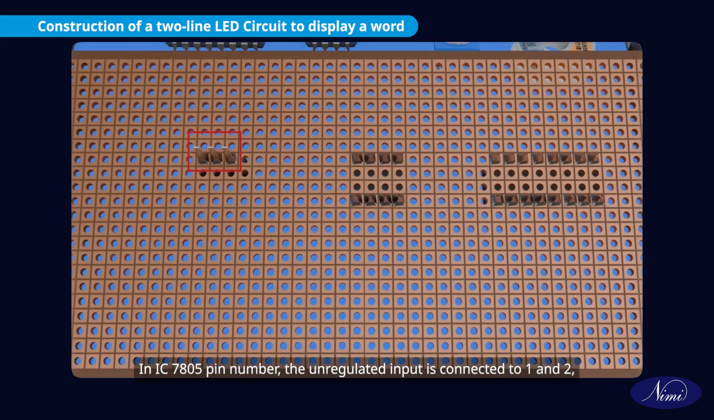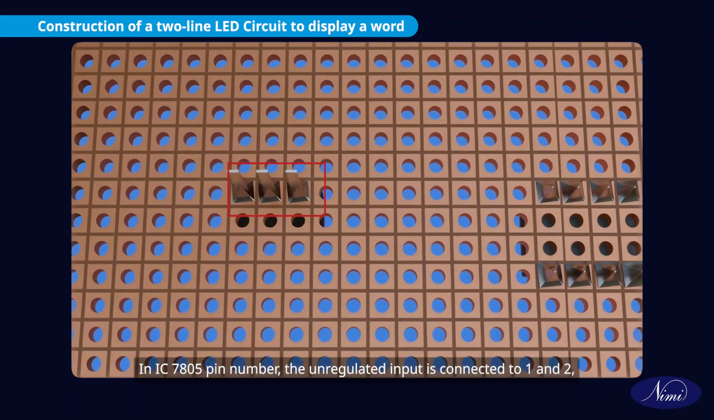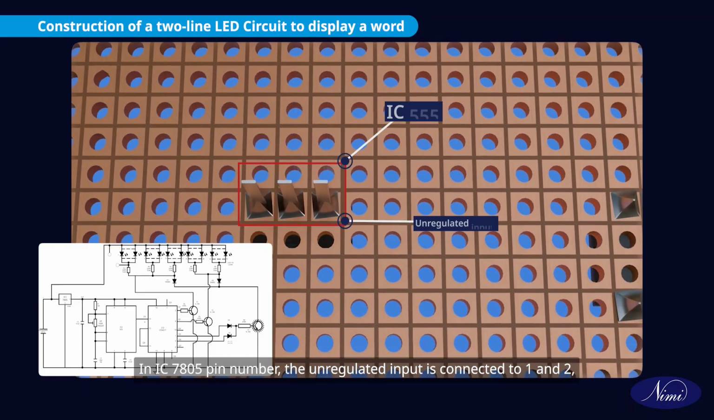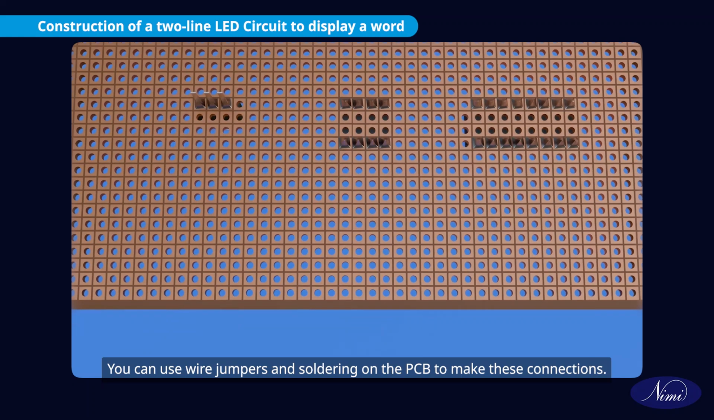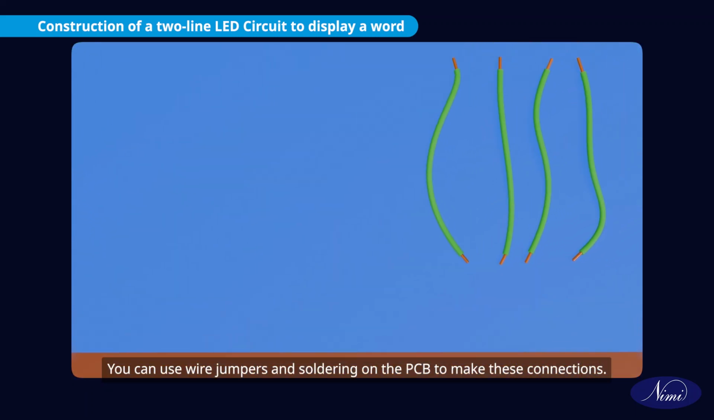In IC 7805, the unregulated input is connected between pins 1 and 2 and the regulated output is taken between 2 and 3. Connect the input and output pins of the ICs as per your circuit diagram. You can use wire jumpers and soldering on the PCB to make these connections.